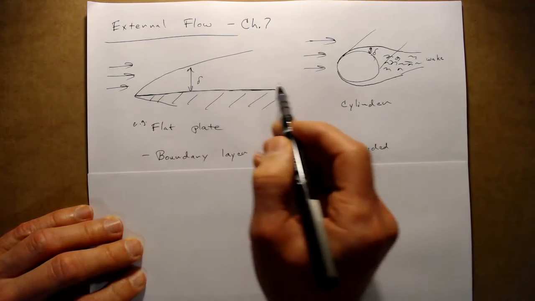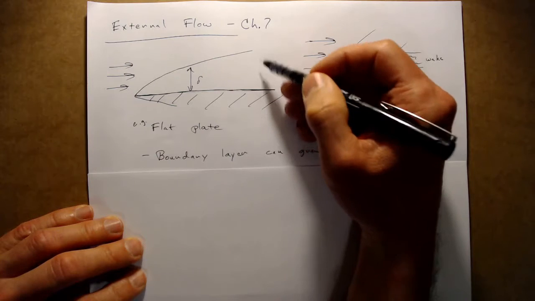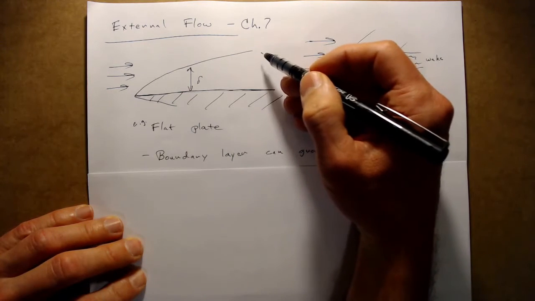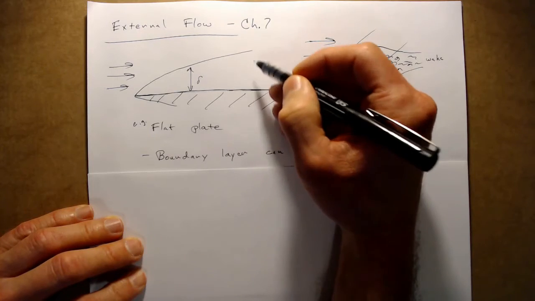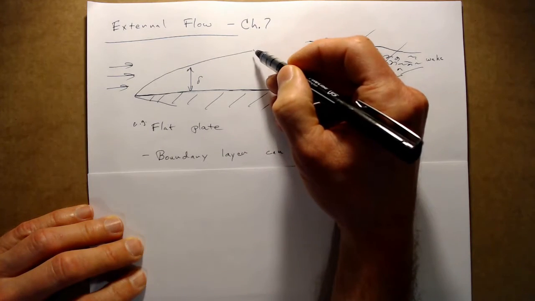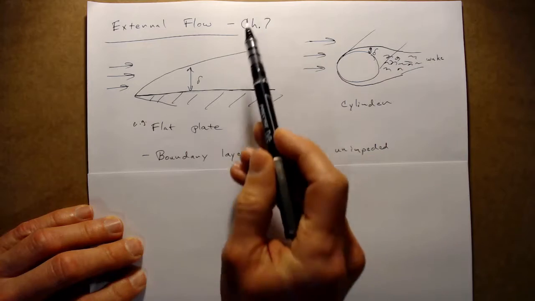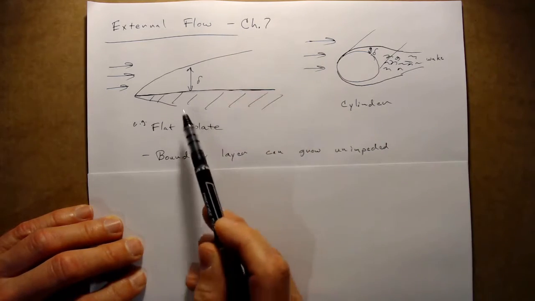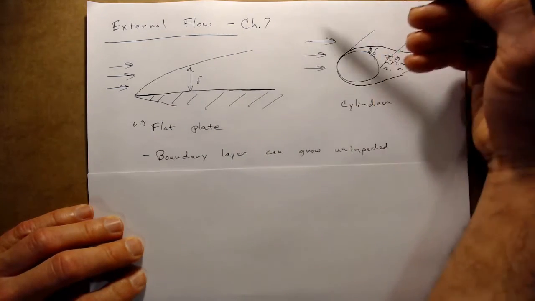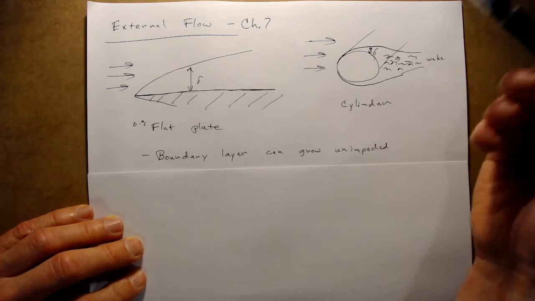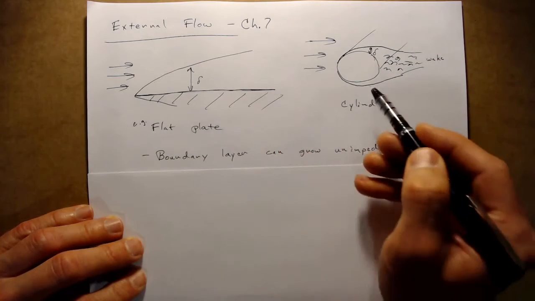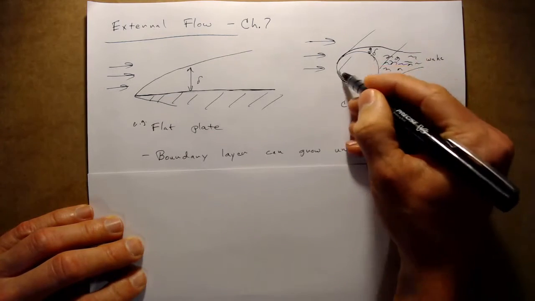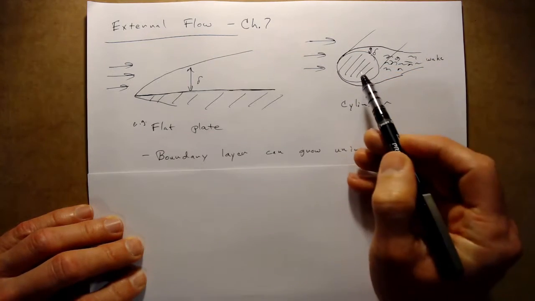So as the flow continues over the plate, the boundary layer thickness increases, the region in which the surface influences the velocity increases. And if we have nothing sitting above this plate, then that boundary layer can keep growing as far as it would like. And we're not limited to geometries such as flat plates. We might consider something like a cylinder as well.